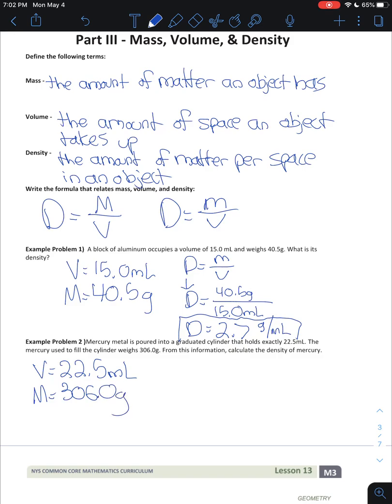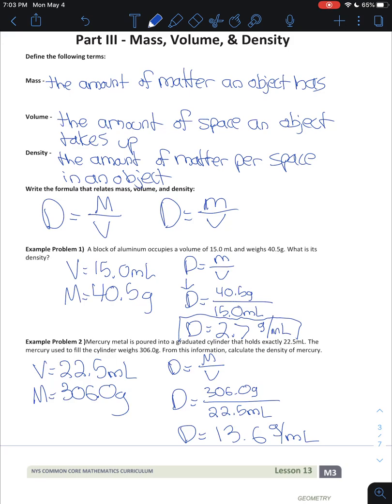And it's the same thing as we did up here. We have our formula. We're looking for density, so the D stays the same. Our mass is 306.0 grams, and our volume is 22.5 milliliters. So 306 divided by 22.5, that gets us 13.6. So our density is 13.6 grams per milliliter.